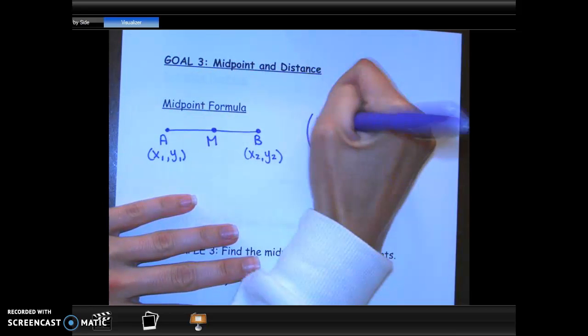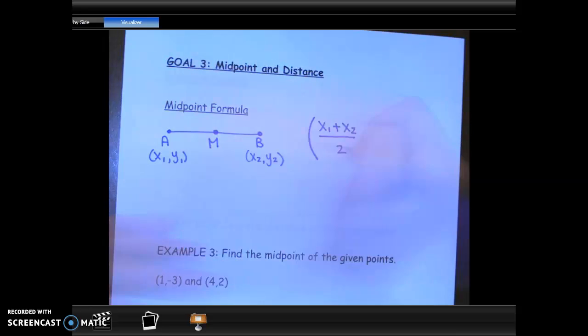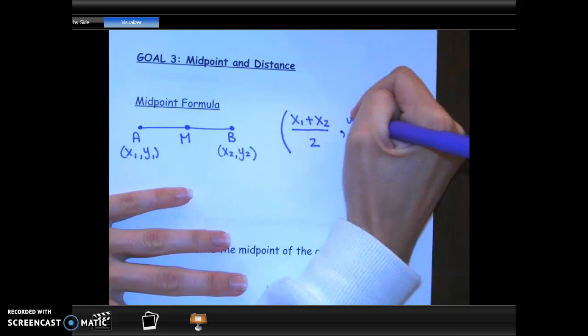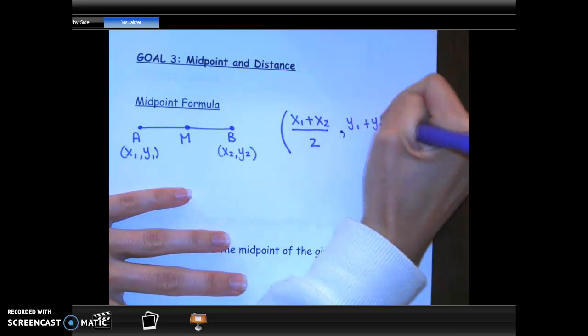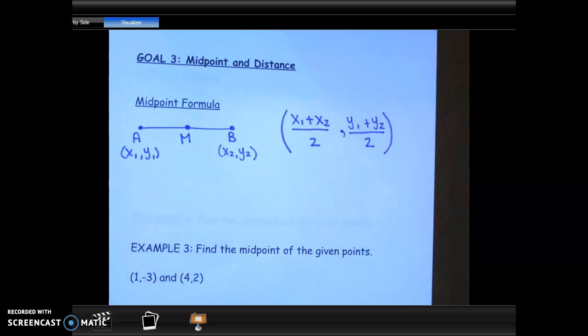You say x1 plus x2 divided by 2. That gives you your x value for your midpoint. And then we have y1 plus y2 divided by 2. And that gives you your y value for your midpoint. So let's do an example.